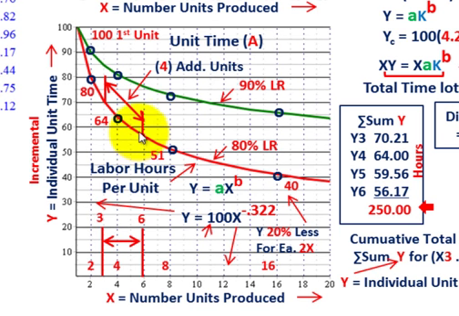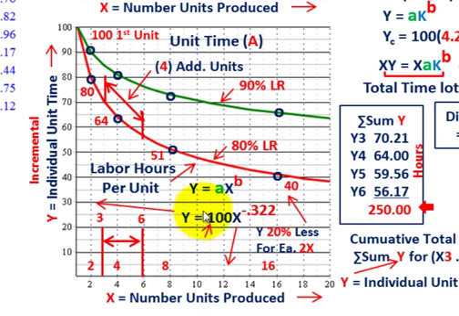We have to sum it along all the units here to determine our total time. So let's just look at our basic equation here. Y equals A, that's the cost of the first unit, times x, whatever units we're working with, raised to that exponent of b. That's for our learning curve.